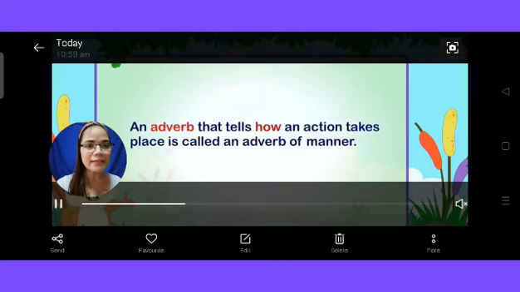An adverb that tells how an action takes place is called an adverb of manner. Again, an adverb that tells how an action takes place is called an adverb of manner. To make it simpler, an adverb that answers the question how or sumasagot sa tanong na paano is an adverb of manner. Okay? So you remember that because it's included in your learning task. An adverb of manner answers the question how.